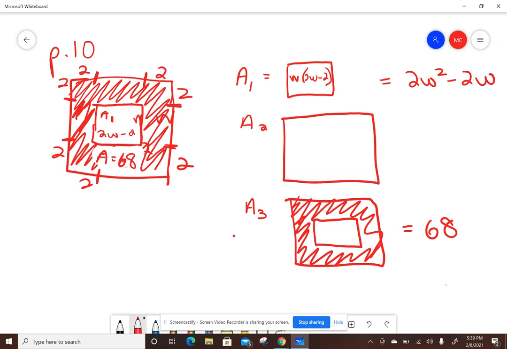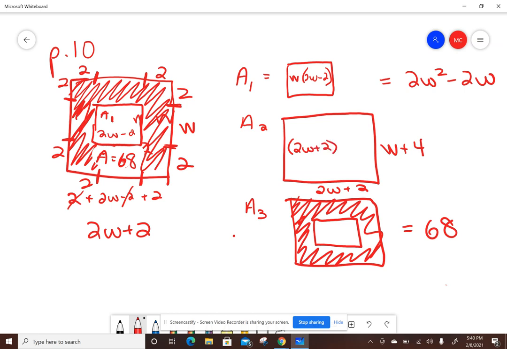So how would we get area 2? Well, area 2 would be, this is 2W minus 2 plus 2 plus 2. So 2 and negative 2 is 0. So this becomes 2W plus 2. So the outside of this is 2W plus 2. Now this is W plus 2 plus 2, or W plus 4. So this area is 2W plus 2 times W plus 4.